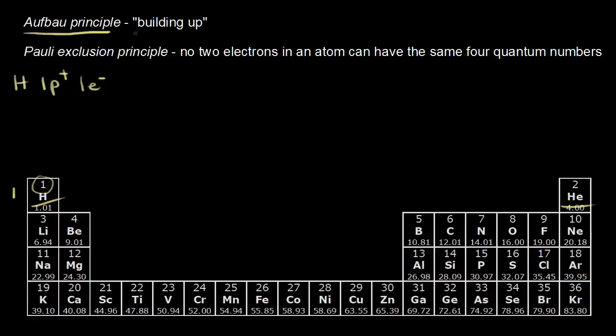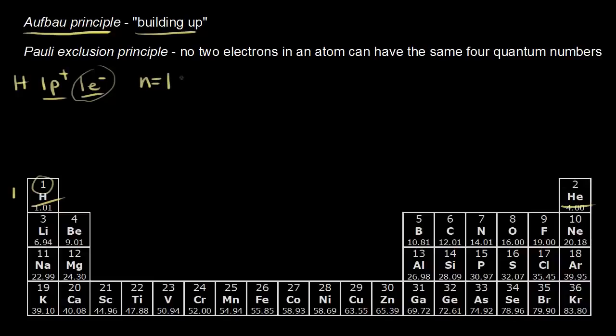Aufbau is German for building up, because as you write electron configurations, you're thinking about the best way to build up an atom. So you're thinking about where to put your electrons. Here we have only 1 electron to worry about, so where's the best place to put the 1 electron for hydrogen? Well, we want to put that electron as close to the nucleus as possible in order to maximize the attractive force between the positive charge and the negative charge. So therefore, the electron goes into the lowest energy level possible, and that's when n is equal to 1.